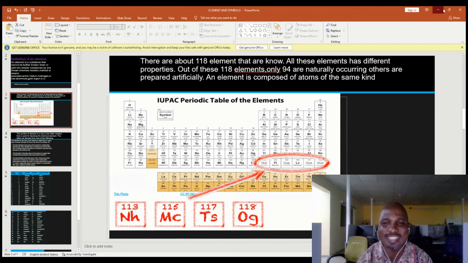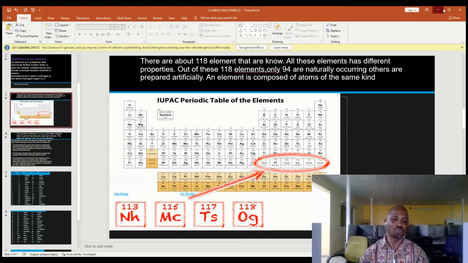Now, I'm sure you must have come across elements before now. There are about 118 elements that are known, and all these elements have different properties. Out of these elements, only 94 are naturally occurring elements. Others are prepared artificially. An element is composed of atoms of the same kind. Take note, an element is composed of atoms of the same kind.